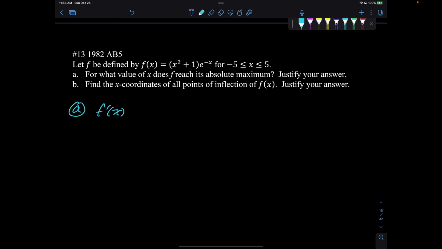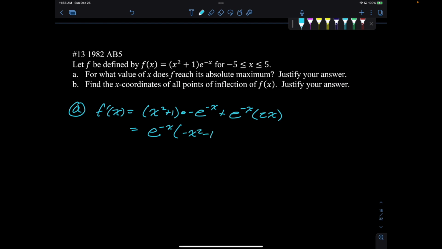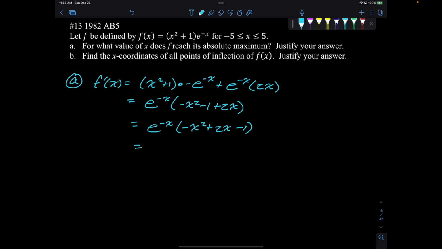f prime of x is first, derivative of the second, which is negative e to the negative x, plus second, derivative of the first, which is 2x times e to the negative x. Kind of forgot what I'm doing here. So x squared minus 1 plus 2x, e to the negative x: negative x squared plus 2x minus 1. I don't like it, so I'm going to take out a negative. Negative e to the negative x, x squared minus 2x plus 1.